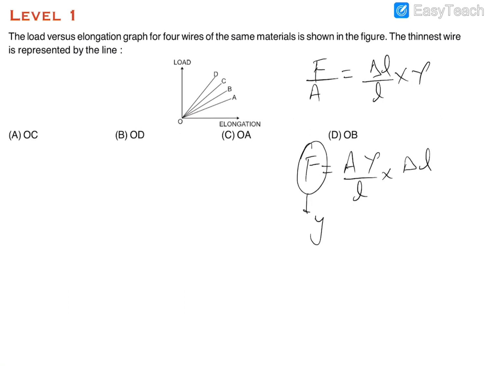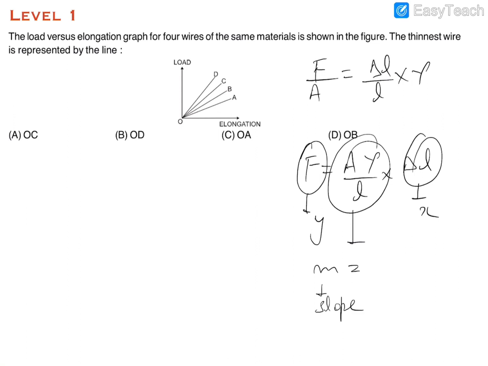So this is Y and this is X, and therefore this graph is a straight line because Y is proportional to X. Now this represents slope, and the slope is equal to AY by L. So you can see that the area of cross section is directly proportional to the slope. The thinnest wire would be that whose slope will be lowest and whose area will be lowest. So for the thinnest wire, area should be least, and for least area, slope should be least. The least slope is of OA, you can see. So the correct answer will be option number C.